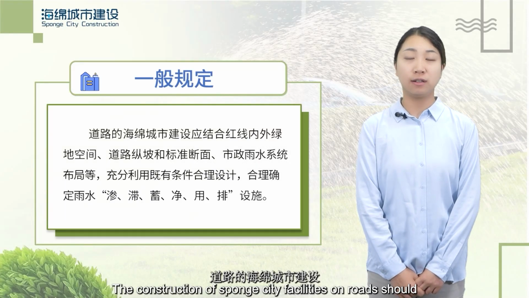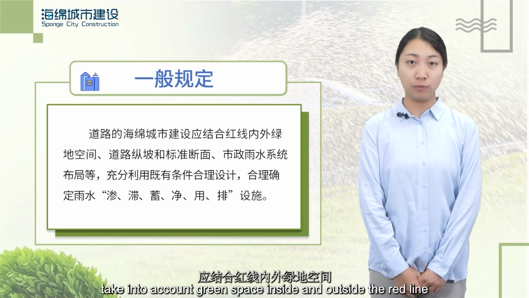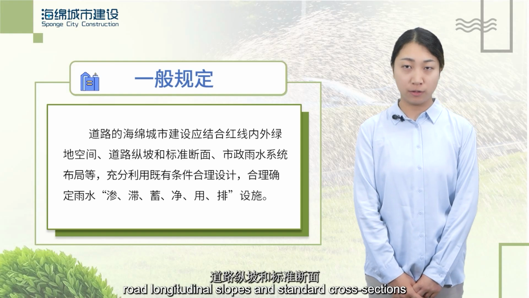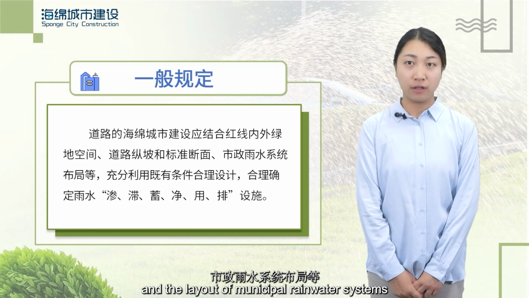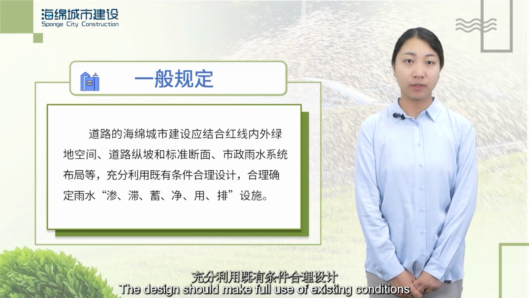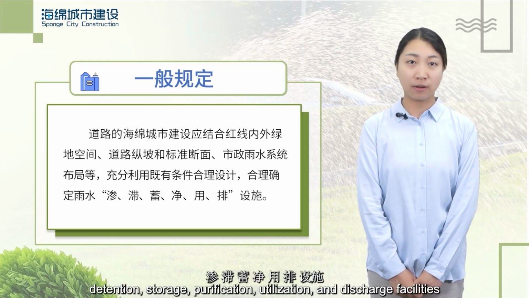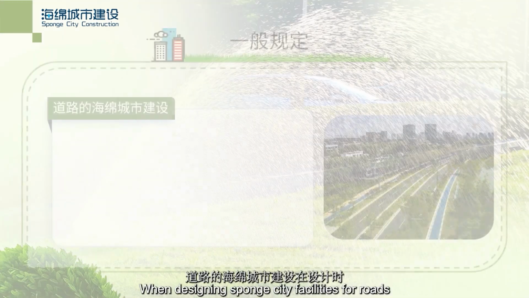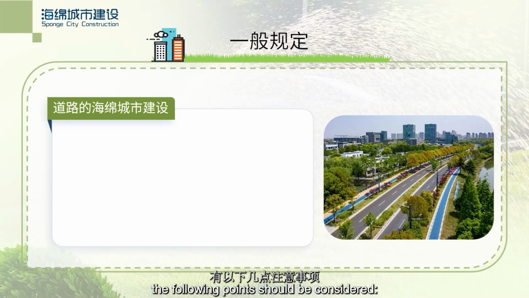Construction of sponge city facilities on roads should take into account green space inside and outside the red line, road longitudinal slopes and standard cross sections, and the layout of municipal rainwater systems. The design should make full use of existing conditions and reasonably determine rainwater infiltration, detention, storage, purification, utilization, and discharge facilities. When designing sponge city facilities for roads, the following points should be considered.